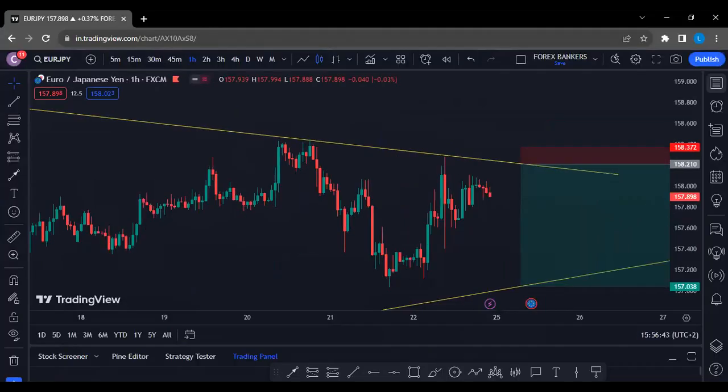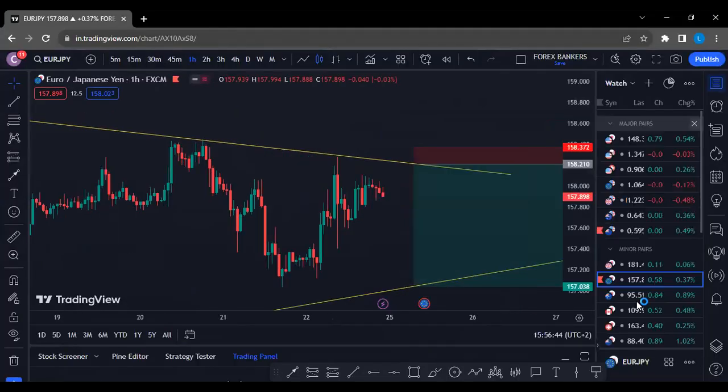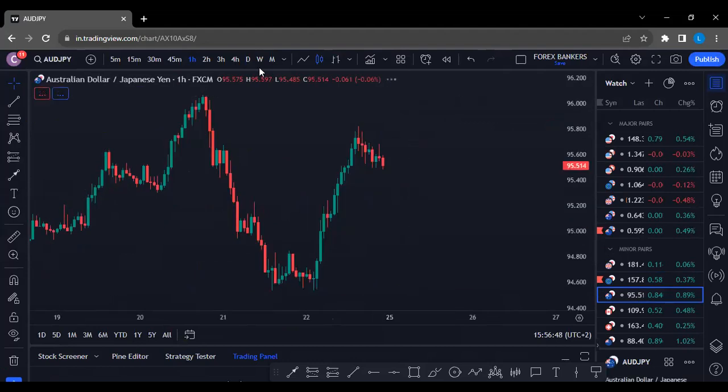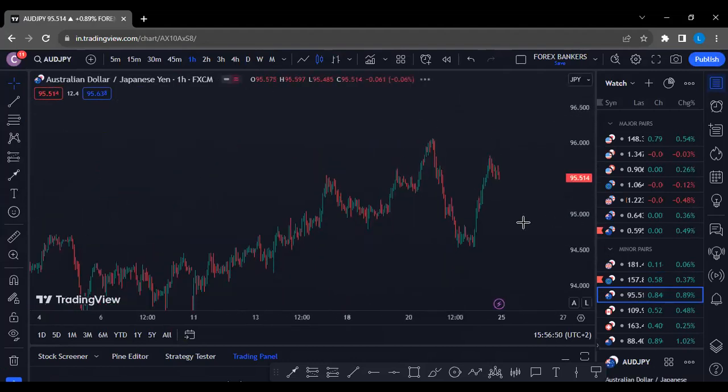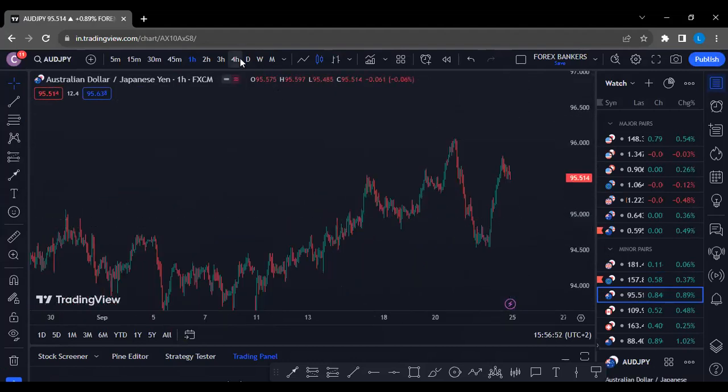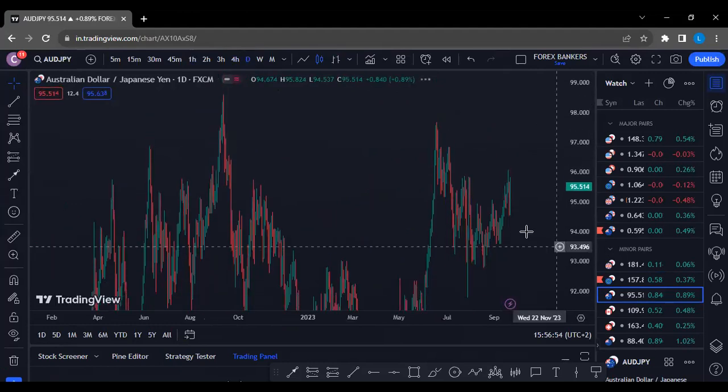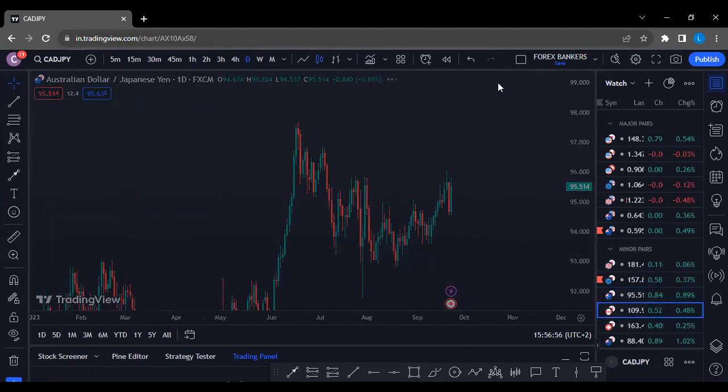Let me just analyze another pair. This is nothing too complicated, that's why I'm not gonna waste my time on this one. Let's see what's going on here. Okay, no, this one is not a.